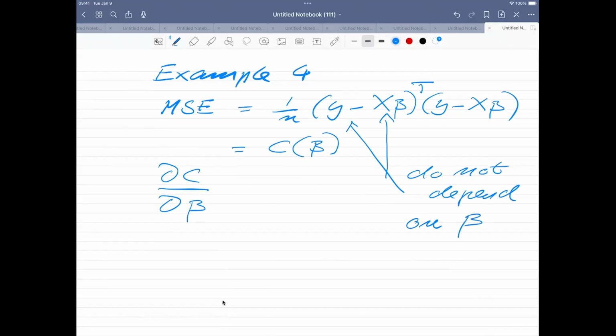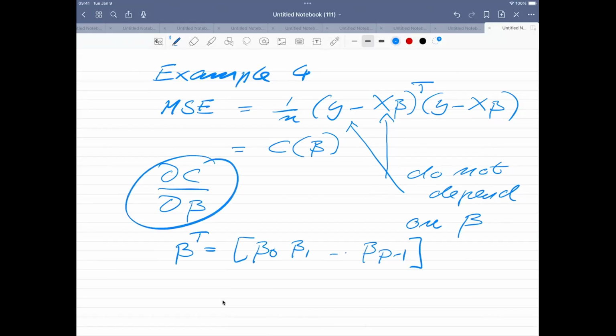Now, this quantity which you have is a scalar. But when you're taking the derivative of a scalar with respect to beta, because beta now is a vector, if we write it like this, it will contain beta 0, beta 1 up to beta p minus 1. So that's a vector of a given number of components, which means that this quantity which you see here is a vector.